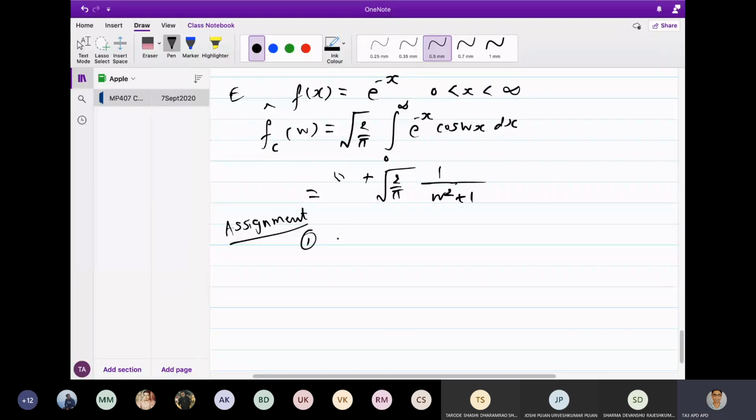So these are some more examples for which you need to find the Fourier cosine transform. I'll just write them down over here. f of x equal to 1 between 0 and 1, f of x equal to minus 1 for 1 less than x less than 2, and f of x equal to 0 for x greater than 2.